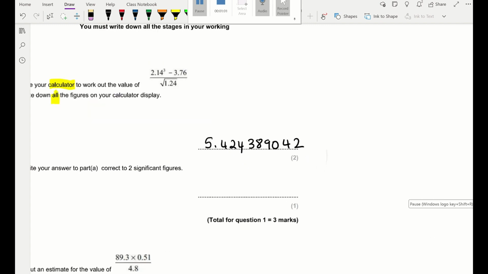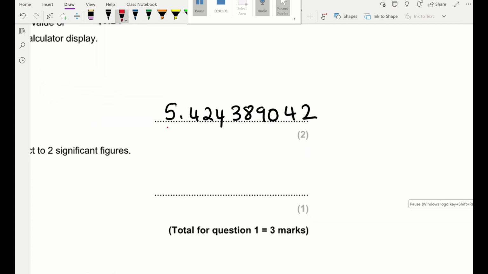Correct to two significant figures. That's the first significant figure, the second significant figure. The 2 doesn't round the 4 up, so it's 5.4.